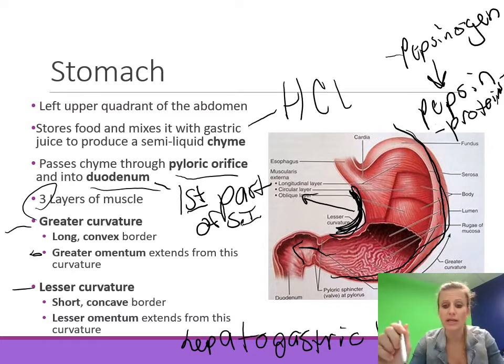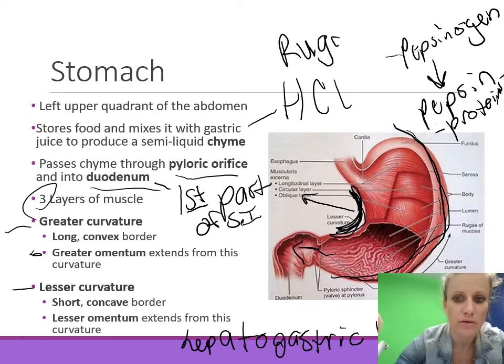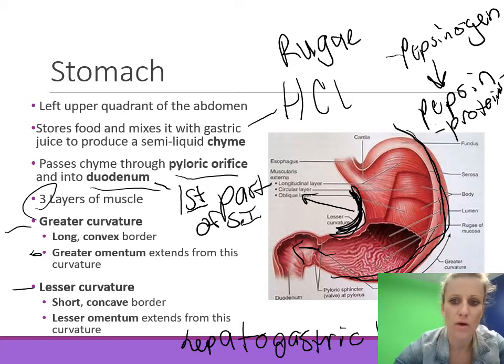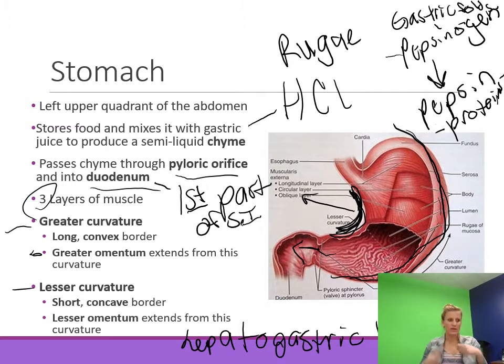Also, when we look inside the stomach, note all of the folds that are present in the mucosa. Those are referred to as rugae, or they're also called gastric folds. Again, we don't graze on little bits all day long. We sit down and we eat a big meal, and we need somewhere to store that meal.